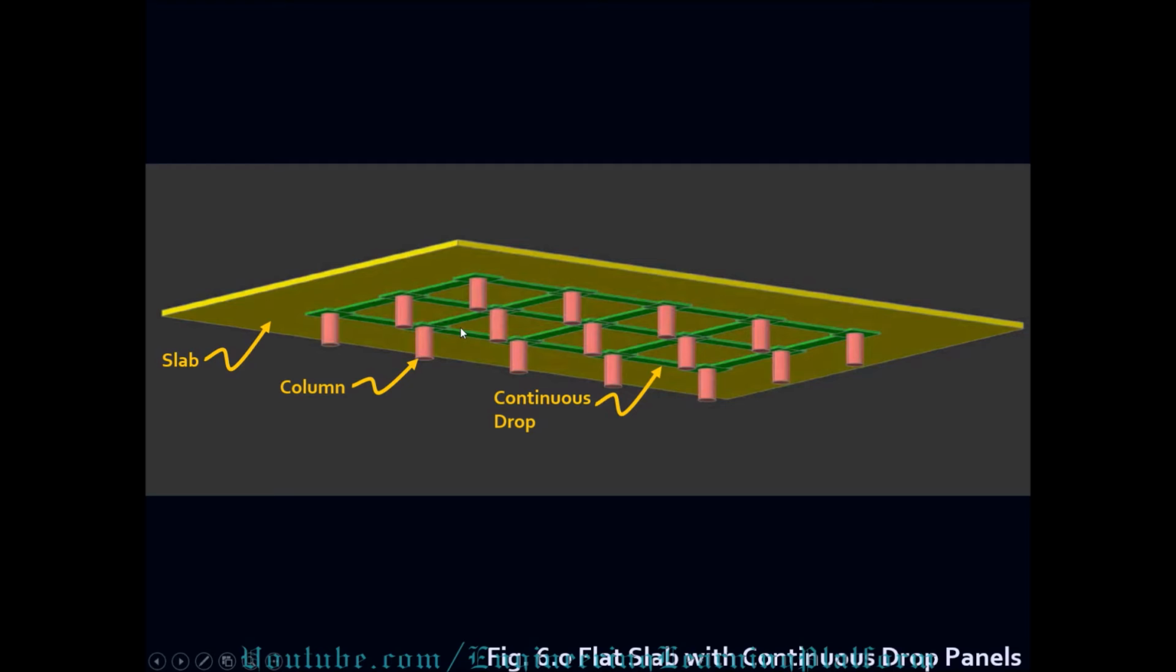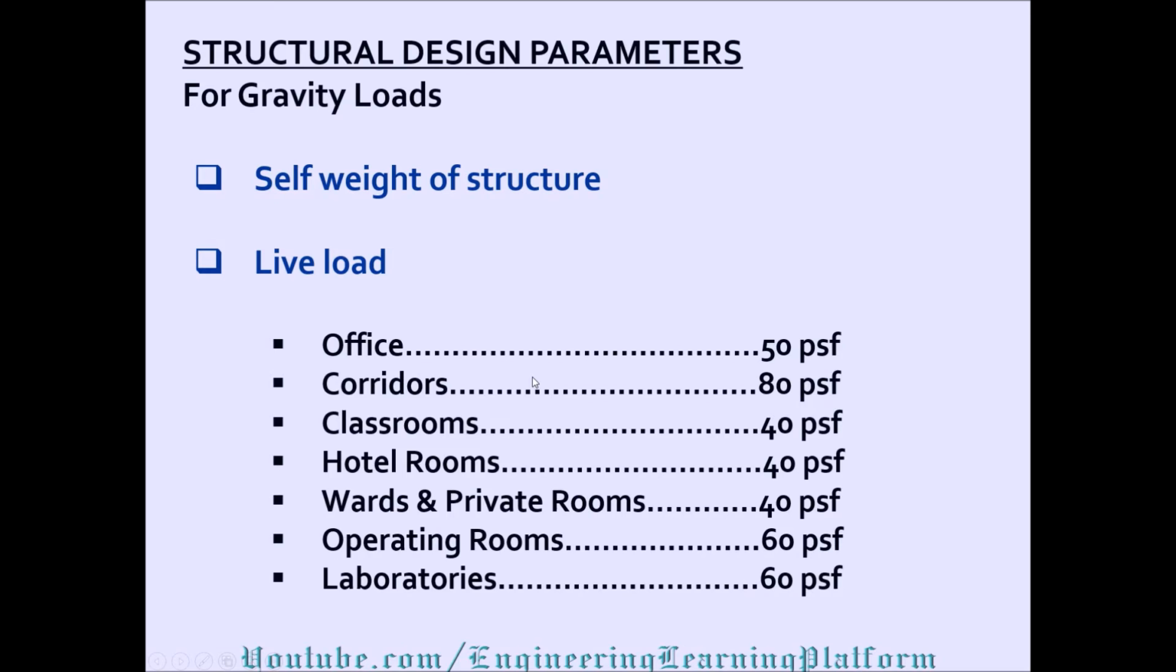This is called a continuous drop. When the one-way shear is very high, then we provide a continuous drop.